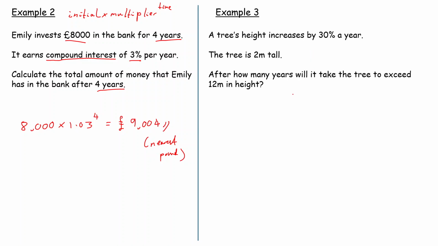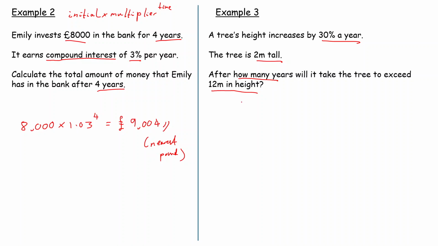Example 3. So, compound interest is not only used just for money, you can use it often in terms of biology when you look at bacterial growth, but also in this case, we're looking at a tree's height increasing compoundly, which is important. So we've got a tree's height increases by 30% a year. The tree is 2 meters tall. After how many years will it take the tree to exceed 12 meters in height? This one is a little bit different. So I've got to find this time, after how many years will the height be bigger than 12 meters?